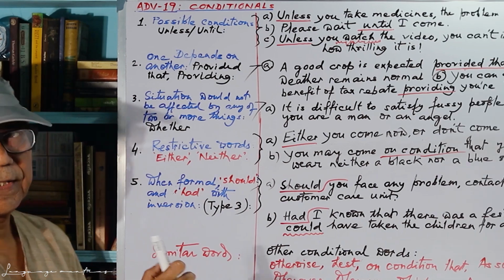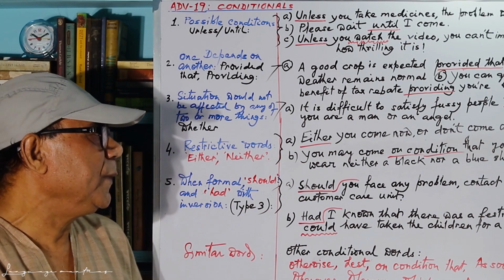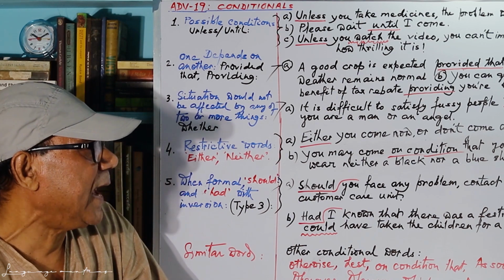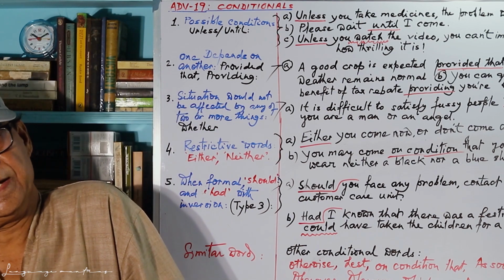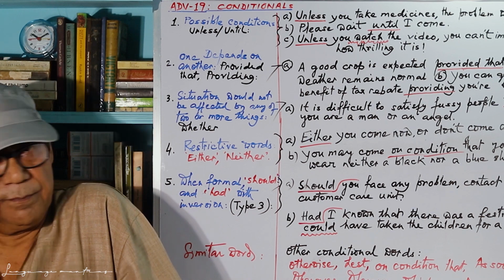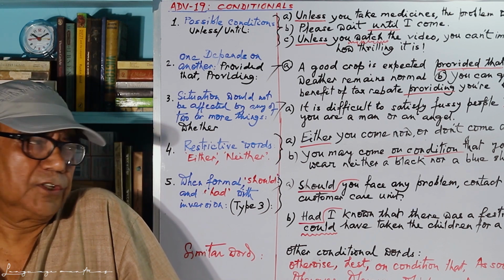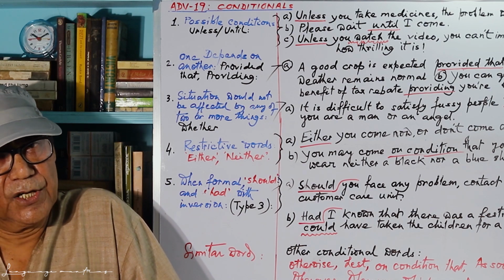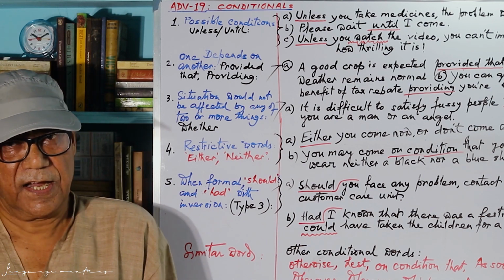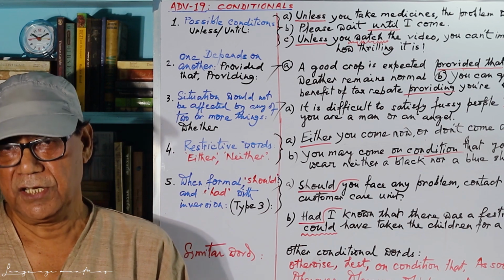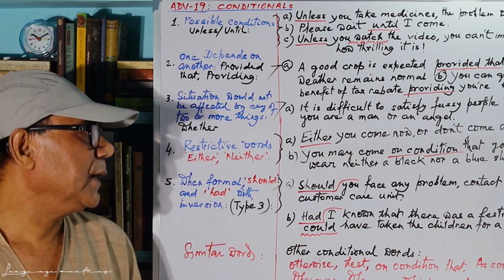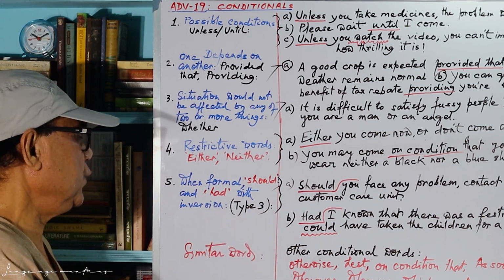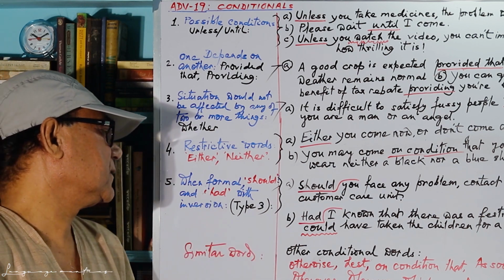And then another example: you may come on condition that you wear neither a black nor a blue shirt. Then again there is a condition. You may come, you are welcome, but the condition is that you wear neither a black nor a blue shirt. So this is the condition, and if you can follow this condition, you are welcome. You come.